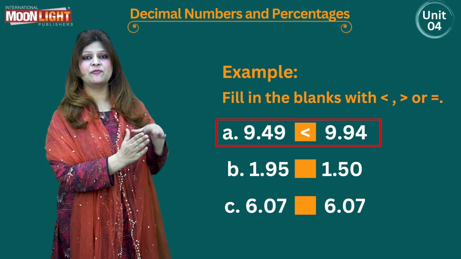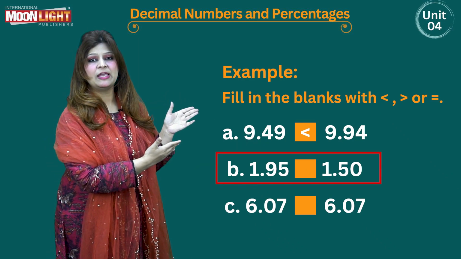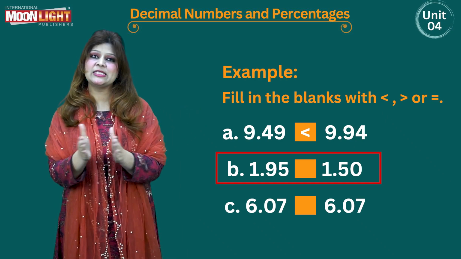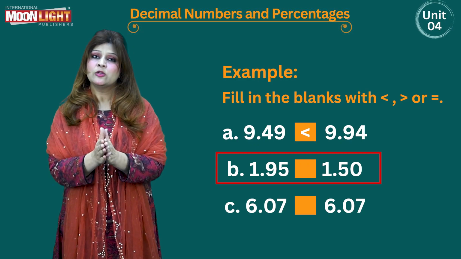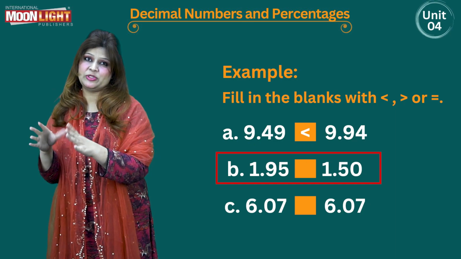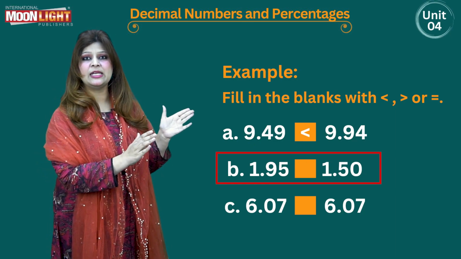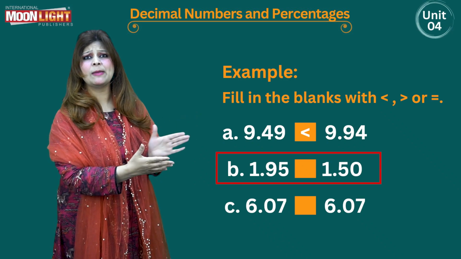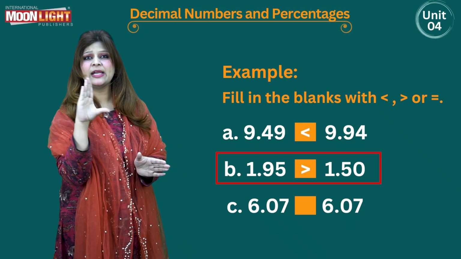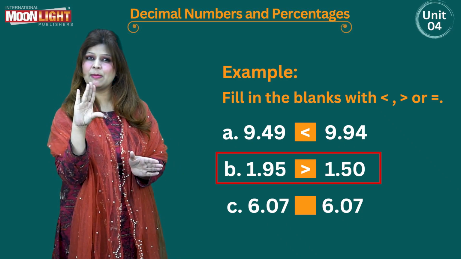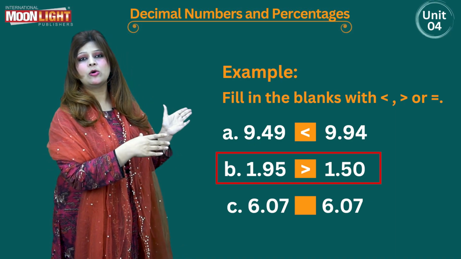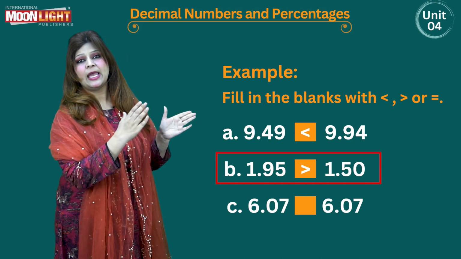Now we have part B: 1.95, an empty box, and then 1.50. Again you can see that the ones are the same. So we are going to compare the number at the tenths position. Here 9 is greater than 5, so I'm going to write down the symbol. Which symbol? Yes, the greater than symbol over here. And you know where the mouth of this hungry crocodile will be. Yes, you know that.